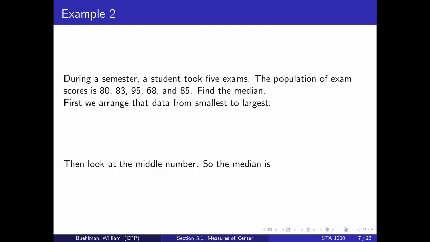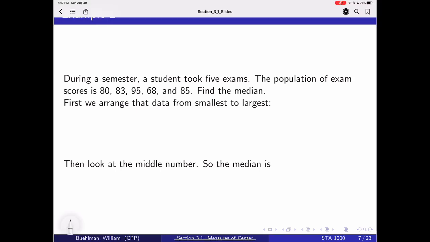So here is example 2. We're going to find the median now for that data set of test scores that we just had. The first thing we need to do is arrange the test scores from the smallest to the largest, as I said before. So 68, 80, 83, 85, and 92.